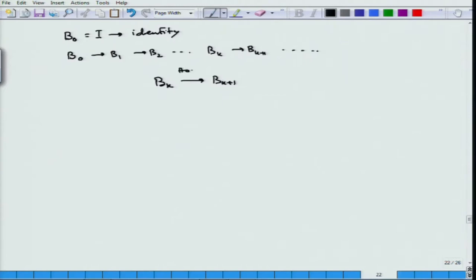The question is how to do this, and if I want to do this, this B k plus 1 has to remain positive definite, when I already know that B k is symmetric positive definite. Of course, it has to remain symmetric PD, which I am not writing every time, but I will write in short.